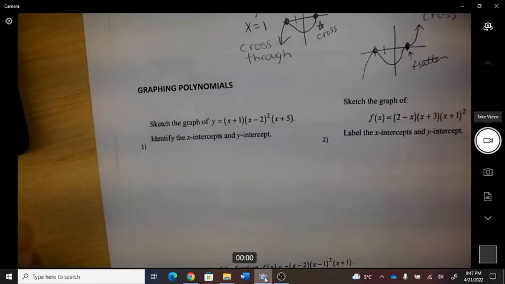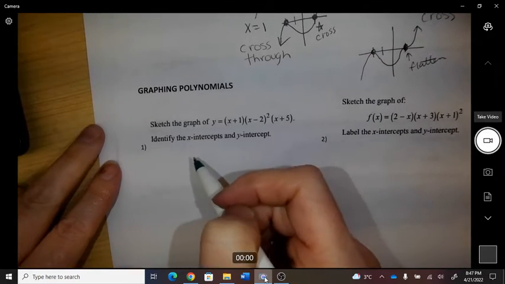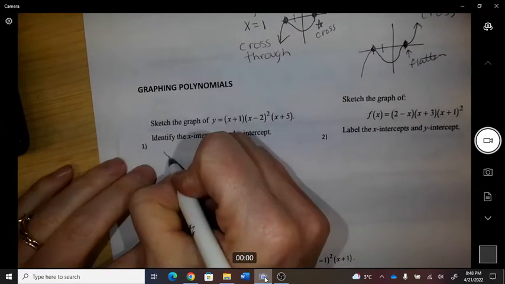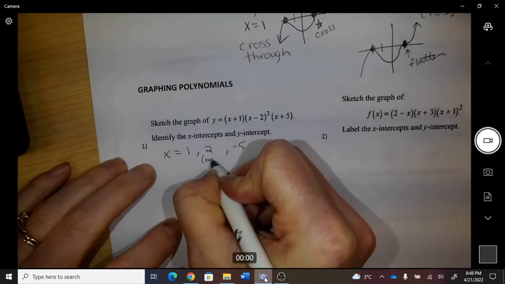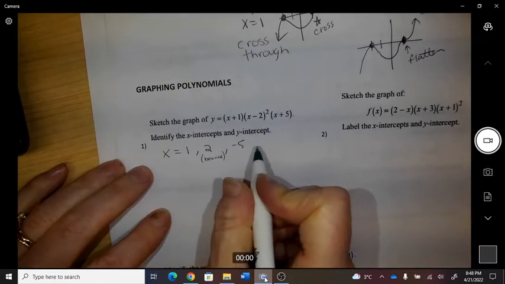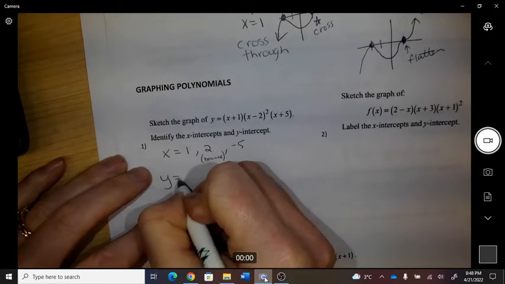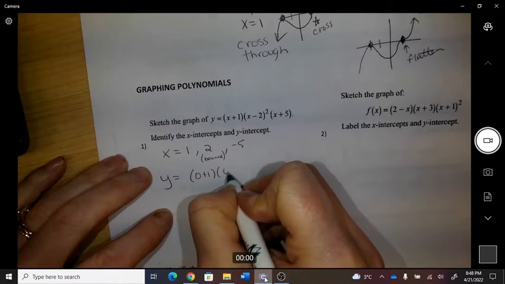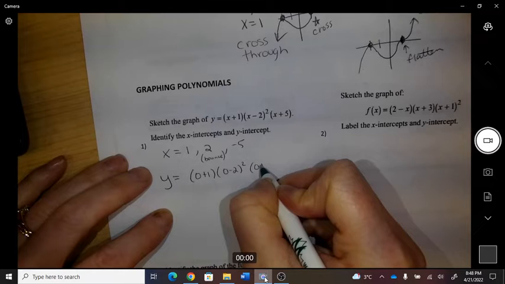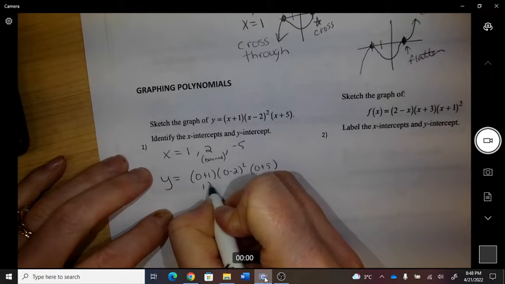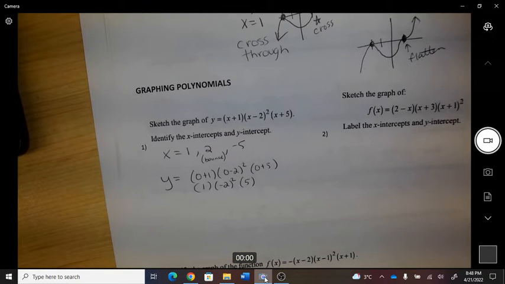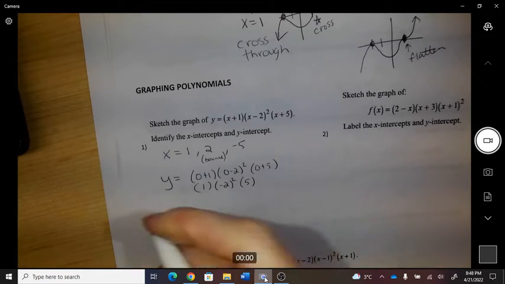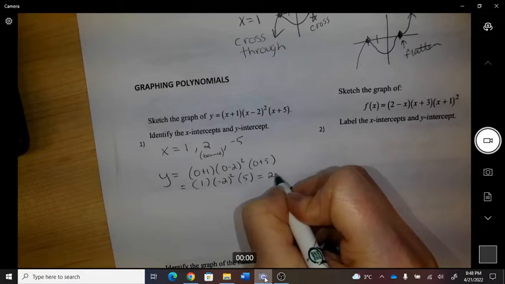Graphing polynomials. Okay, so we know the sketch of this graph. The x-intercepts are 1, 2, and -5, and then we're going to bounce on that one. So the y-intercept, if x was 0, is 1 times (-2) squared times 5. So 1 times 4 times 5 equals 20.